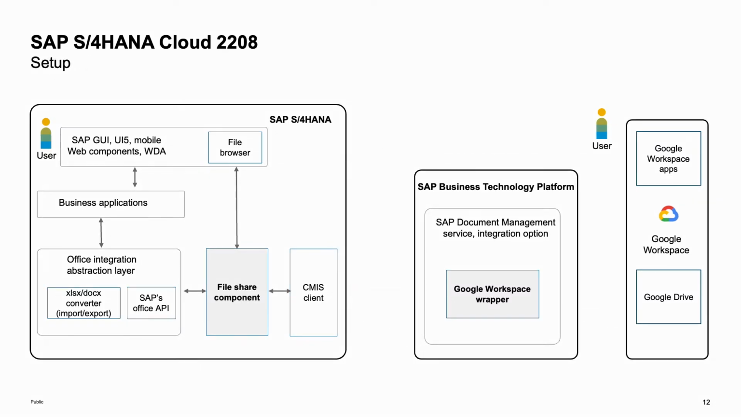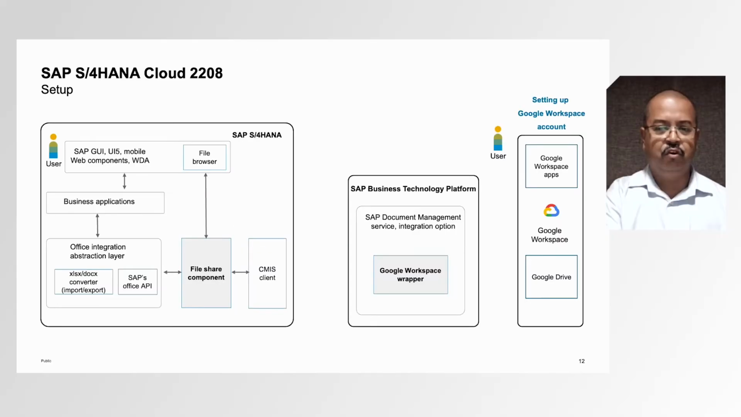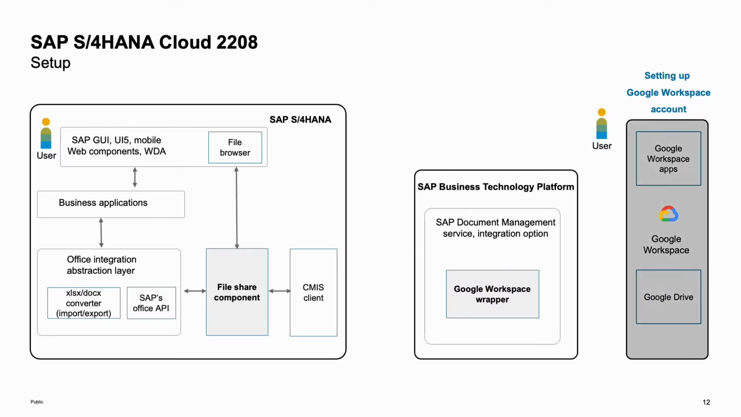Let us now quickly see what all steps an administrator need to follow to enable this integration. First, Google Workspace organization need to be set up, which involve configuring the service account, enabling domain-wide delegation, and enabling Google Drive API for the project. The next step is to create an HTTP destination from Business Technology Platform referring to Google Workspace. This will help in our next step of onboarding Google Workspace as an external repository in Document Management Service.